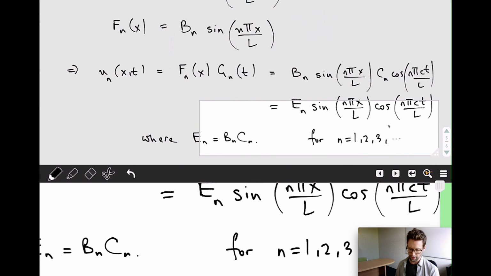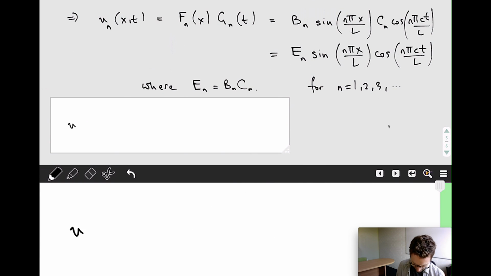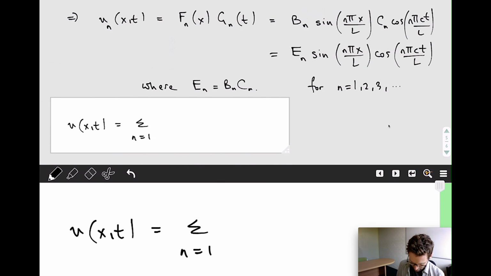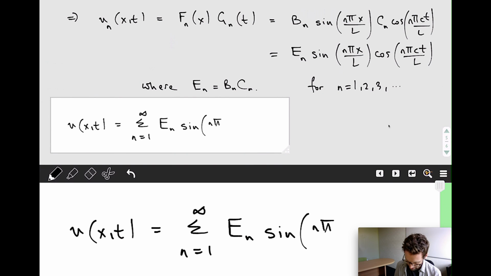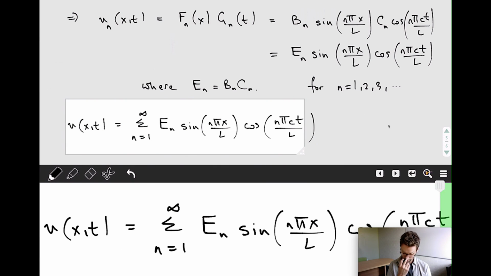Of course, the most general possible solution will be the superposition of all of those. So my full solution will be something like this. It'll be u of x and t is the sum for all possible integer values of n from 1 to infinity of e_n sine(n pi x / L) cosine(n pi c t / L). And you see that I have infinitely many unknown coefficients e_n. And once again, I'm going to use an initial condition to figure out what those coefficients have to be.